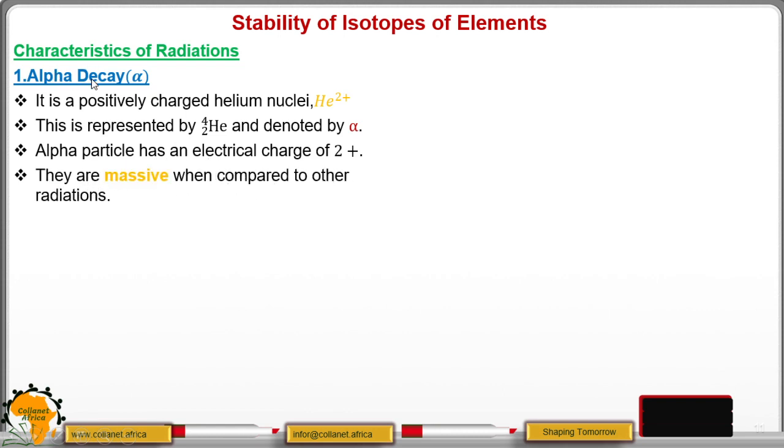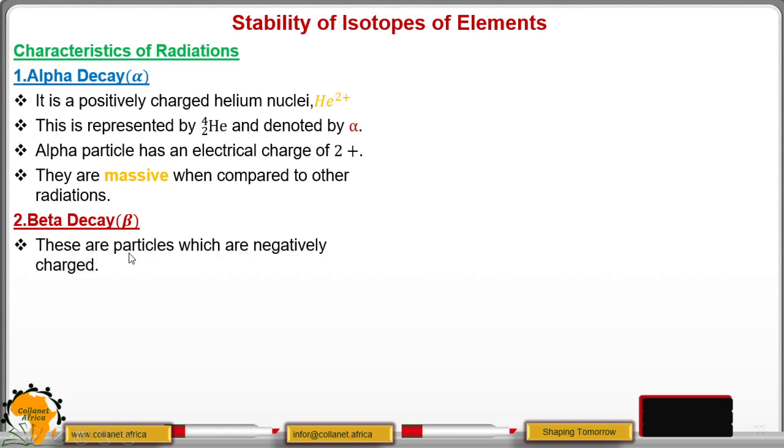Then this alpha particle is massive. In other words, it is heavy. When you compare it with beta and gamma radiation, this one is heavy. And because it is heavy, it moves with a lower speed in air. Then we come to beta radiation or beta particle.